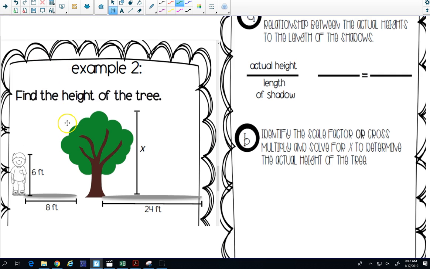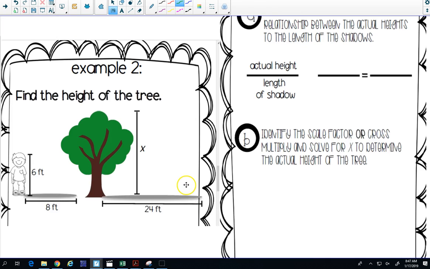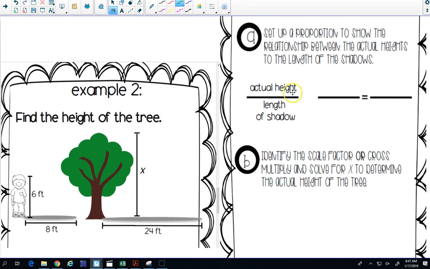Okay, so just like we said before, if I wanted to measure the height of this tree, all I need to do is look at the relationship between a person who I know their height. I can measure a person's height very easily in their shadow and compare that to the relationship for the tree versus its shadow. So here, the actual height over the length of the shadow.